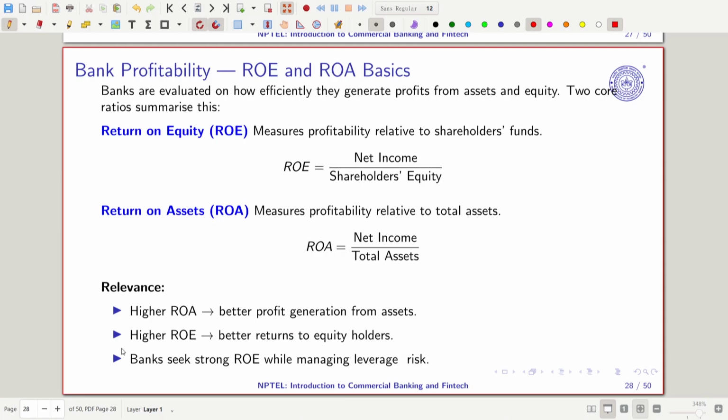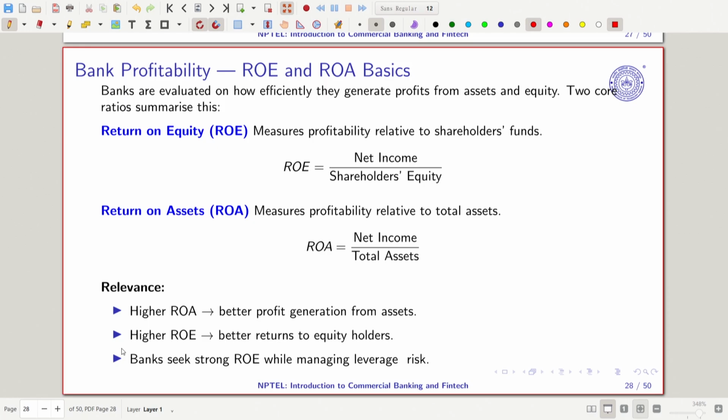Now we are getting into something called profitability: return on equity and return on assets. Net income we know already, and what is shareholders' equity? You can simply think about assets and liabilities, and how much is the difference. Shareholders' equity is the equity held by the shareholders, the difference between the assets and the liabilities. Return on assets measures the profitability related to total assets.